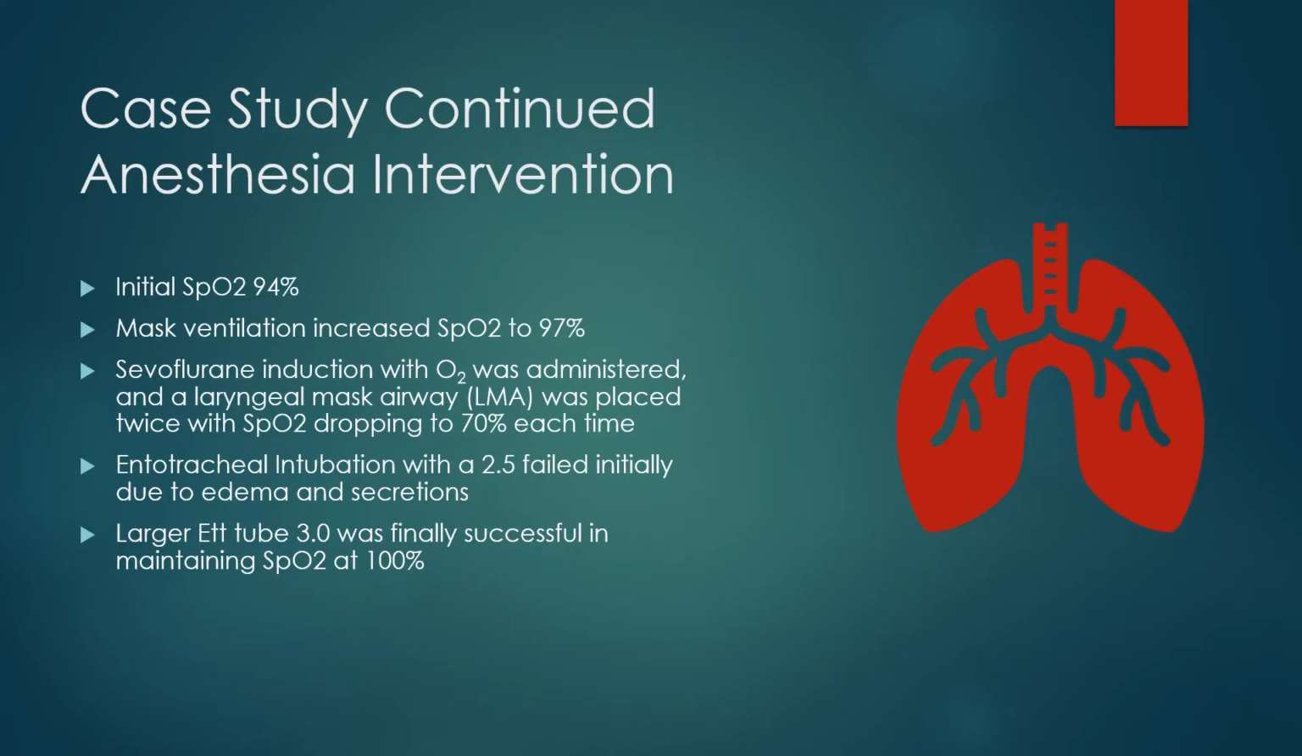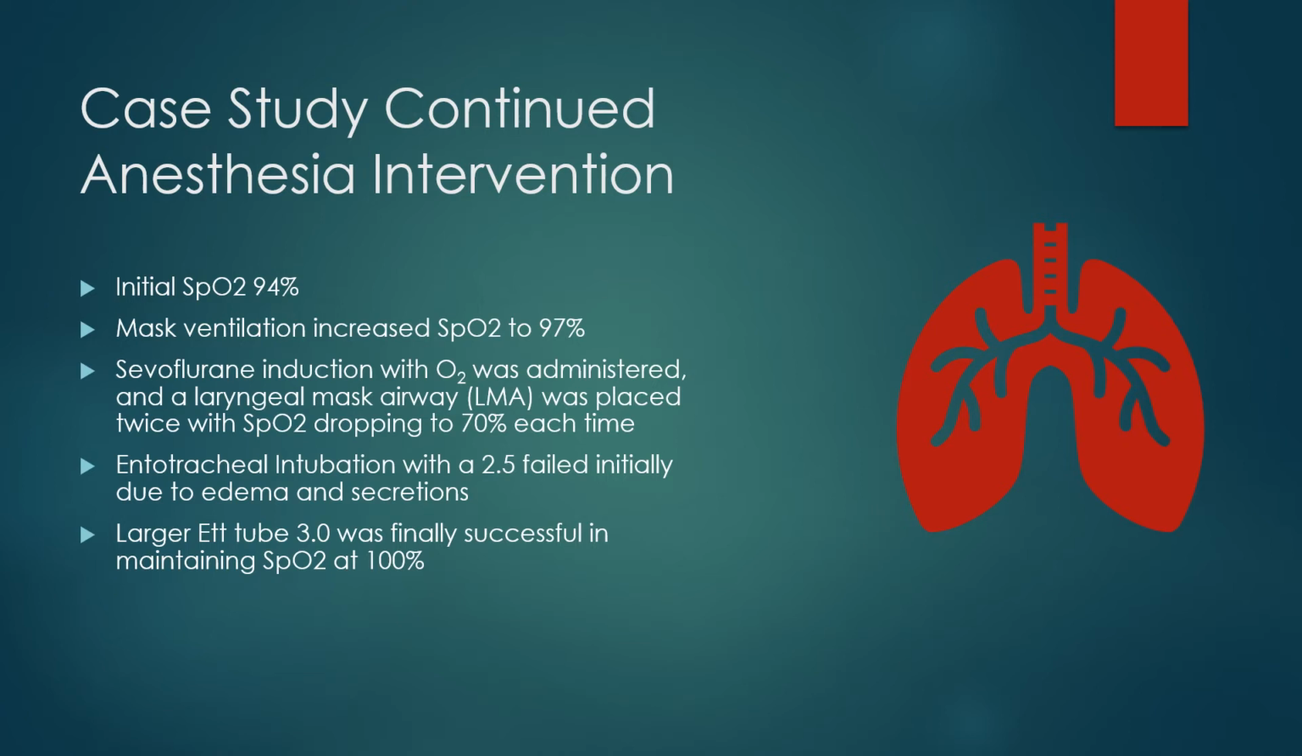So initial assessment also revealed a pulse ox of 94%. They were able to mask ventilate and increase her pulse ox to 97%. She was induced with a mixture of sevoflurane and oxygen, and they proceeded to insert an LMA, which subsequently dropped her sats to 70%. So they put in a second LMA with the same results.